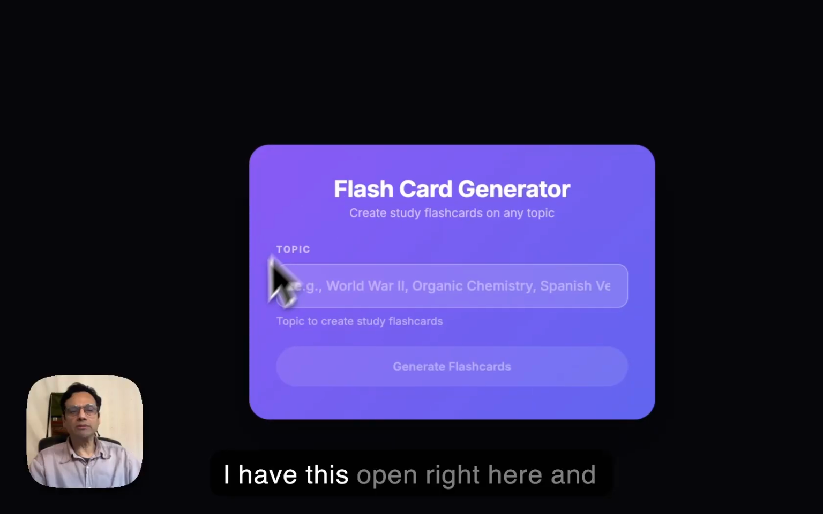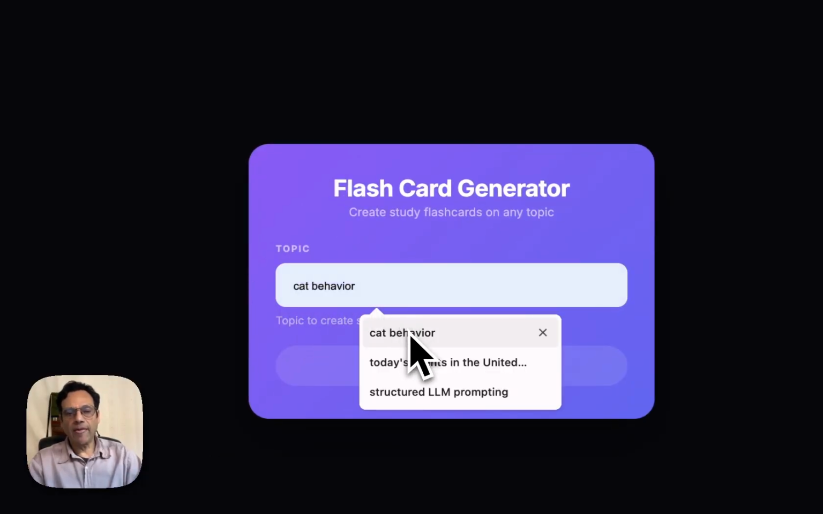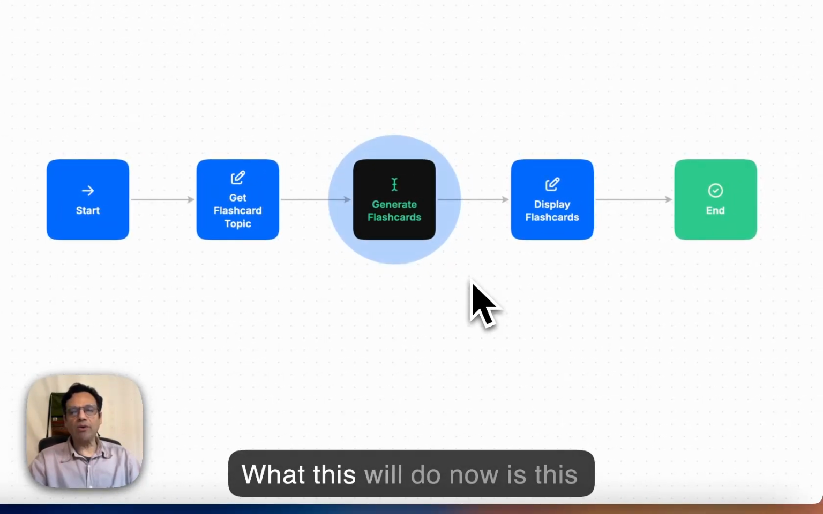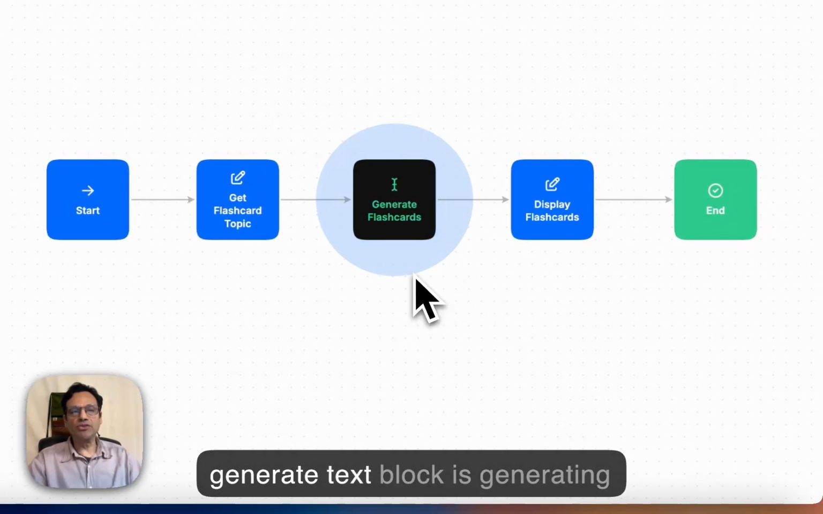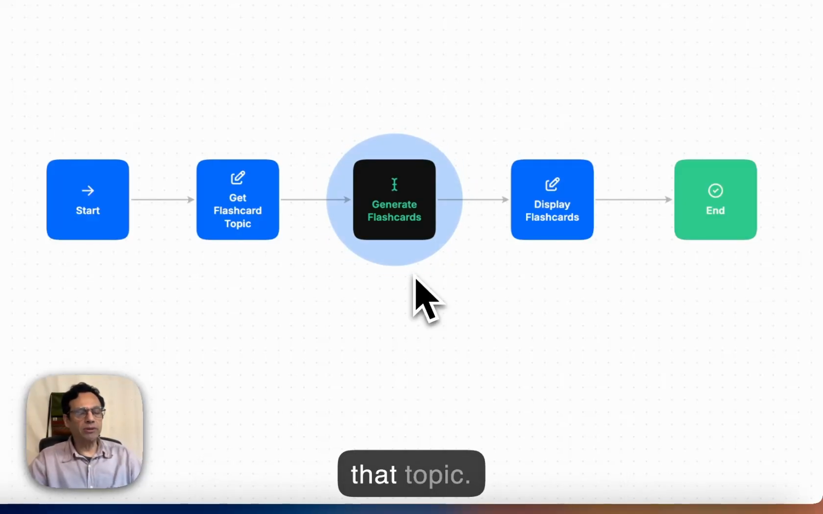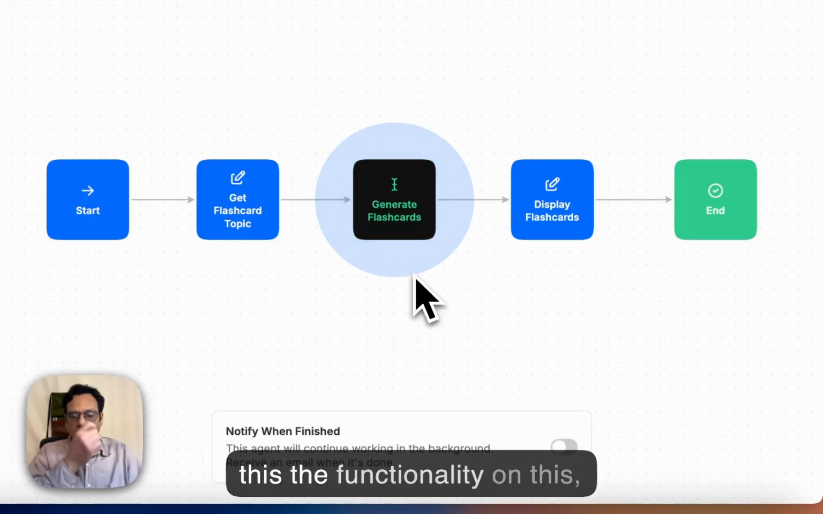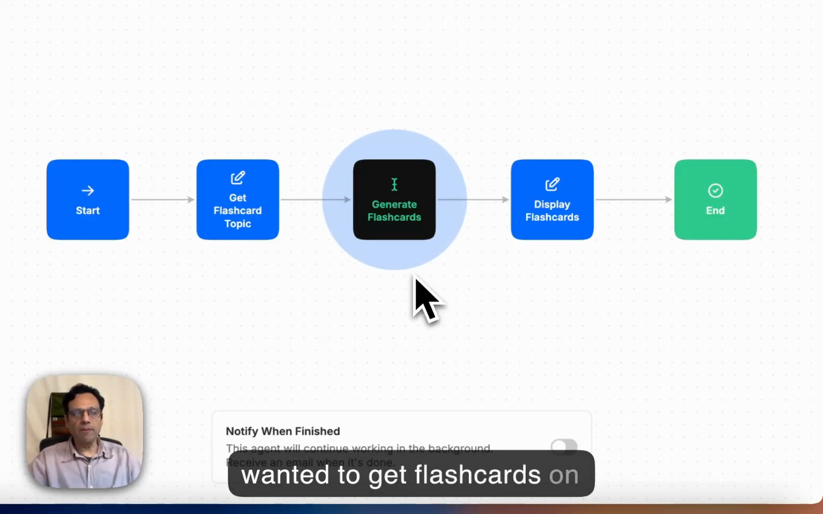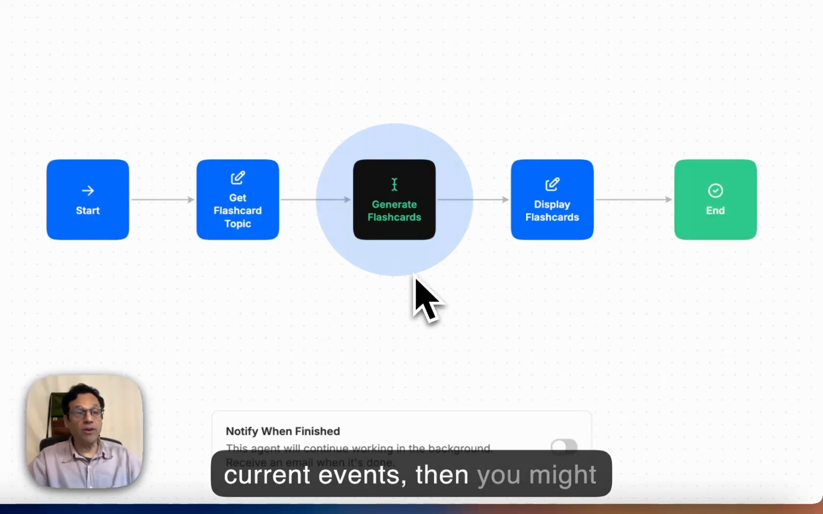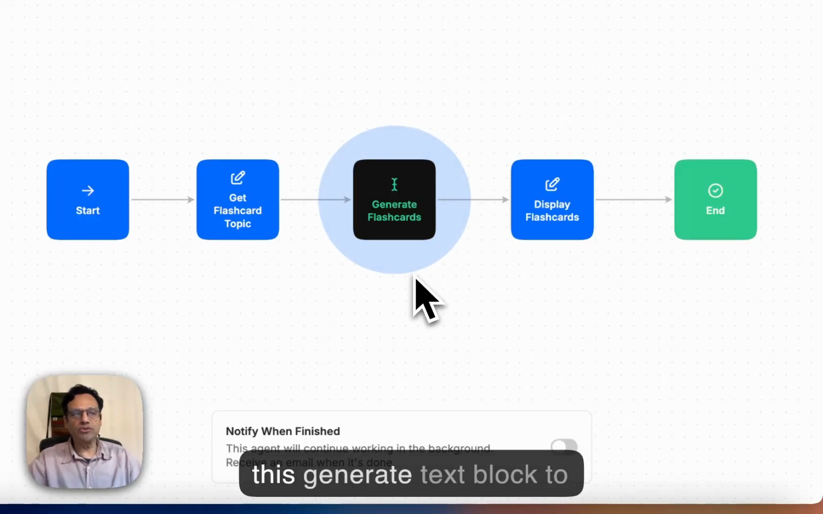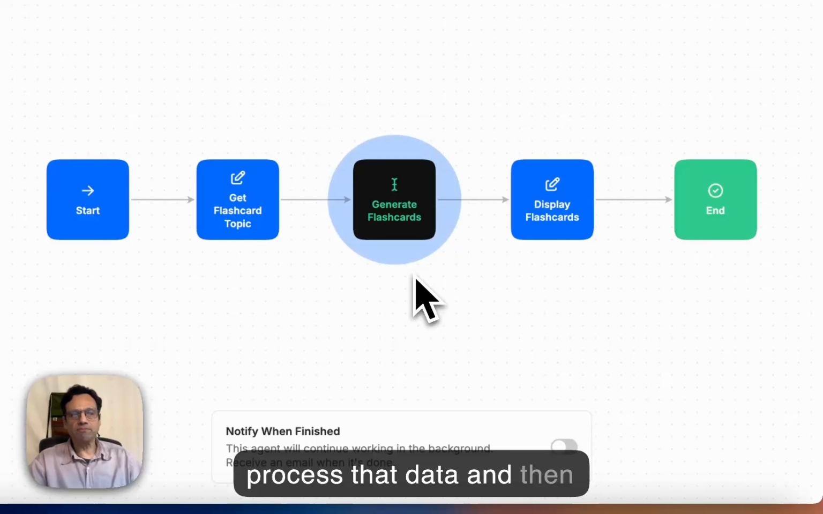I have this open right here. And let's say I want to know about cat behavior. What this will do now is this generate text block is generating a JSON array of the contents for that topic. Now, if you wanted to extend on this functionality, suppose you wanted to get flashcards on current events, then you might use a Google News block to first capture that data and then use this generate text block to process that data and then display flashcards.